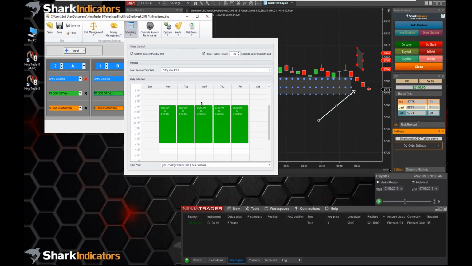Like oil traders, this is the most commonly set up feature for oil traders: they don't want to be trading during that Wednesday inventory report. So oil traders will typically block out that period of time when the oil inventory report comes out. They don't want their BlackBird trading during that time because quite often it could be quite chaotic. So you can block out any kind of time that you want.